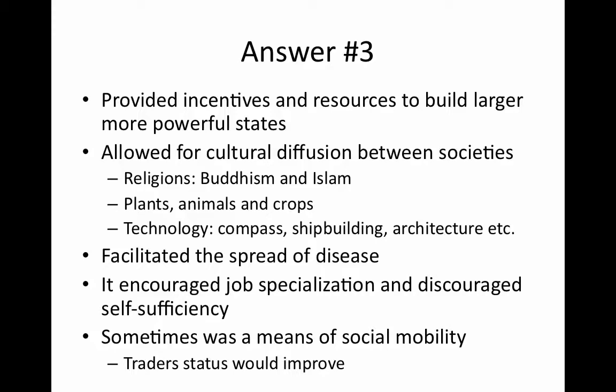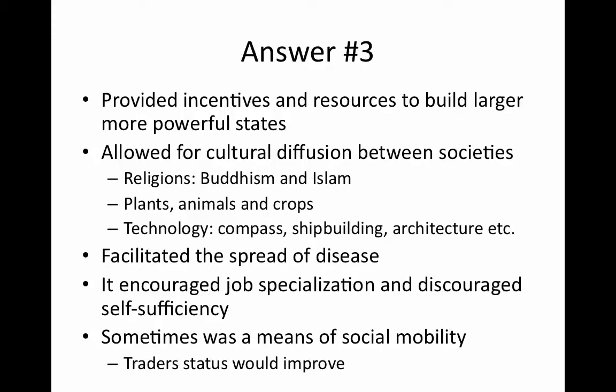Trade also allows for cultural diffusion, so we talked about this a little bit. Religions would get exchanged across these trade routes. Plants, animals, crops, technology, all of those things would be exchanged along trade routes. It's also going to make the spread of disease much easier because people will bring sickness either with them or with the animals that are coming with them on the trade routes.